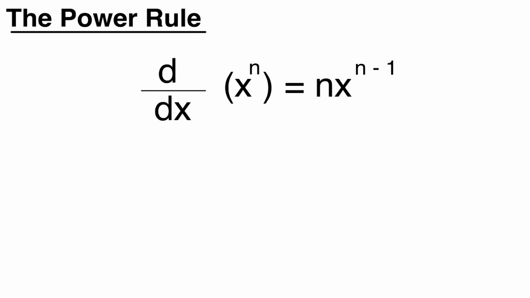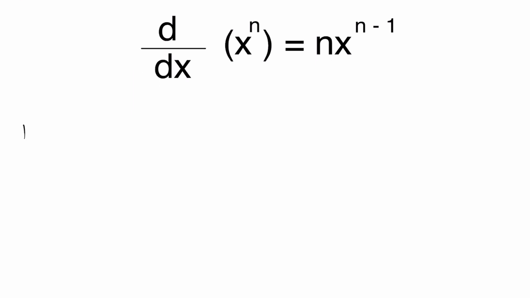The power rule says that the derivative of x to the n is equal to n x to the n minus 1. In words, this means that when we're trying to find the derivative of something that has a power, we can bring the exponent in front of the x value, and then multiply that exponent by x to the power of the original exponent minus 1. So let me give you a few examples.